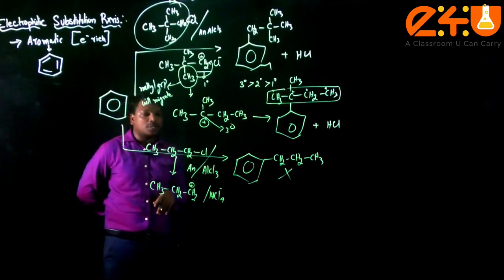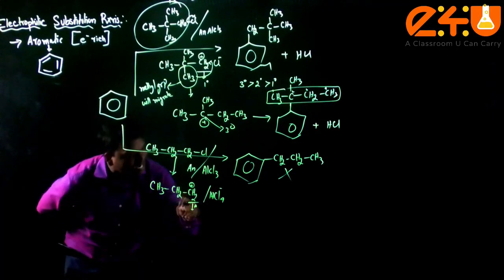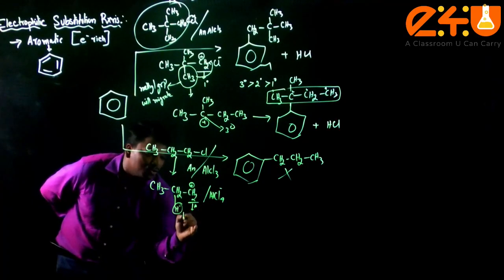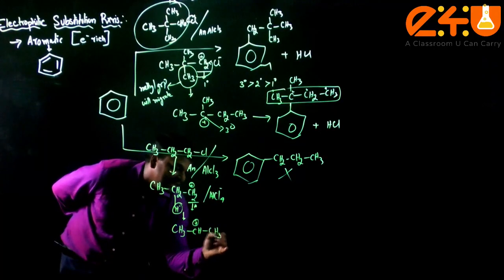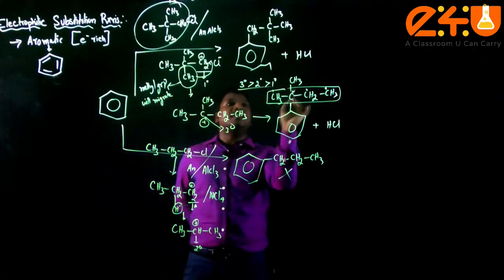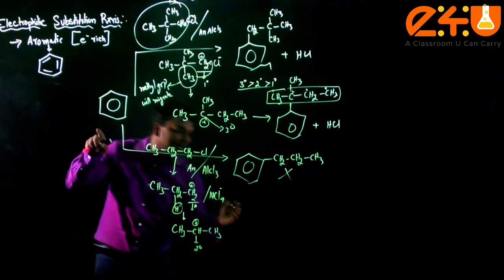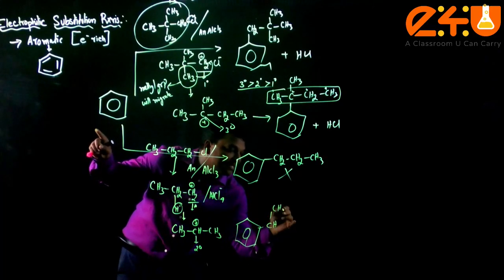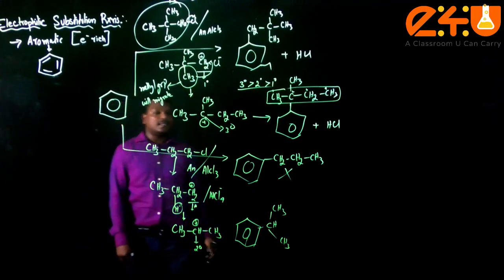Now check whether any rearrangement is possible. Yes, this is primary. Now I am going to transfer a hydride ion, an H minus shift from here, so that it becomes CH3, CH plus, CH3, which is a secondary carbocation. As you know, tertiary is more stable than secondary, which is more stable than primary. Always check for stability of carbocation. Now this will go and substitute to form CH, CH3, CH3. So you will be getting isopropyl benzene as the product.